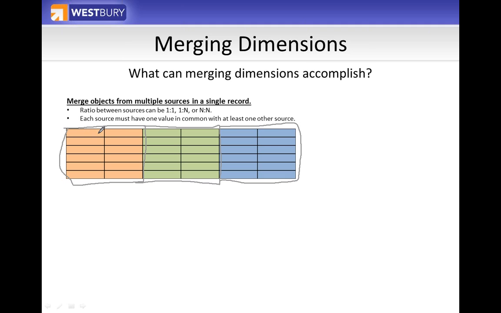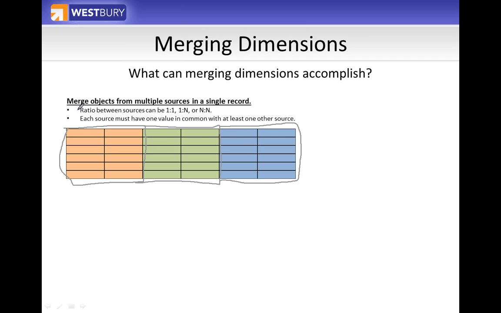So if we had three queries, the orange query, the green query, and the blue query, and we used merge dimensions in this fashion, we're basically creating a single record that contains data from each of the three sources.